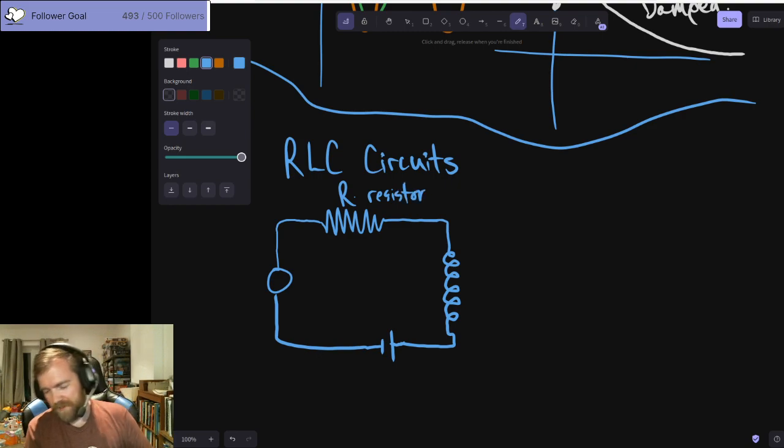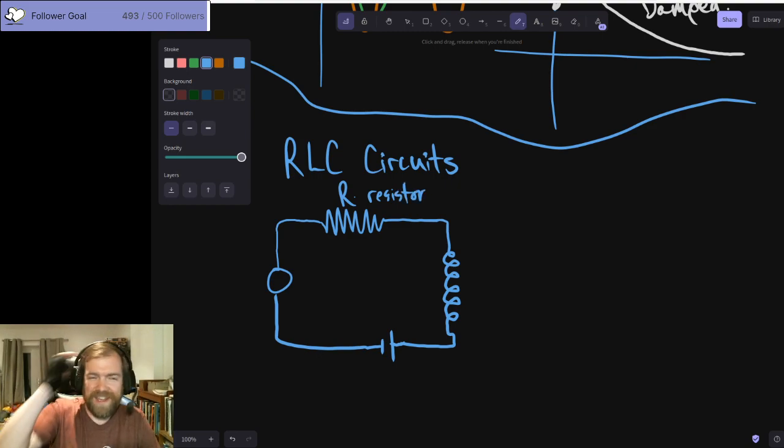R is for resistor. So here we have a resistor, which in the context of a circuit is going to sort of hold back a certain amount of electrical potential, I think. If the electrical potential is low enough, the resistor will prevent electrical potential from moving from one side to the other. I think that is correct. If anybody knows better, please correct me.